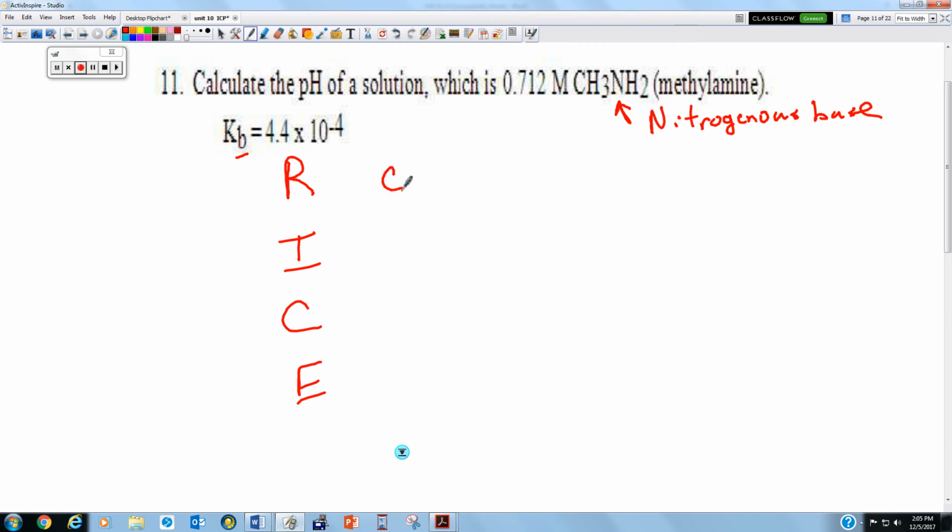All right, so I'm going to set this up, CH3NH2 plus water, my equilibrium reaction. I just need to do my conjugate acid and conjugate base now. So if this is the base, how is it going to change? It gains a proton. So I'm going to go CH3NH3 plus, and then water is going to lose a proton, so it's going to be OH negative.